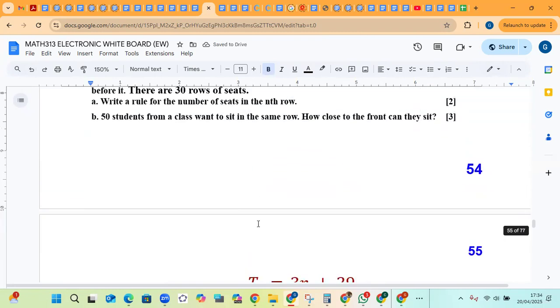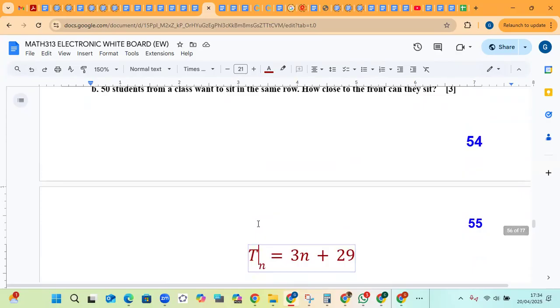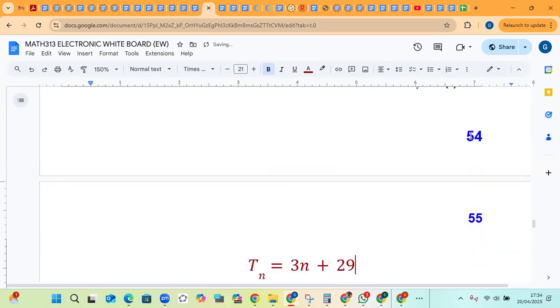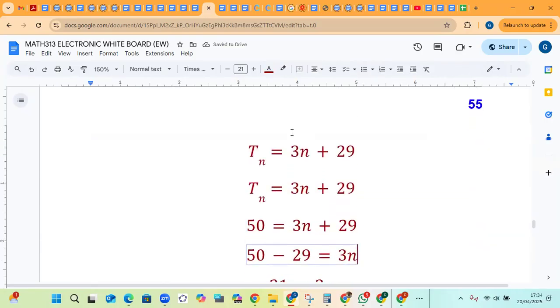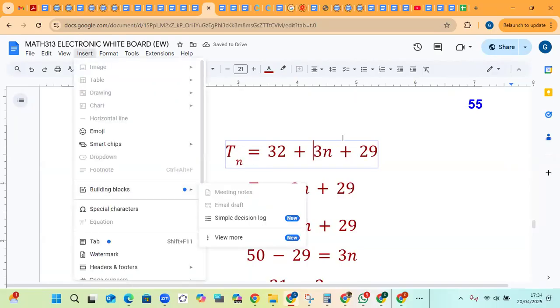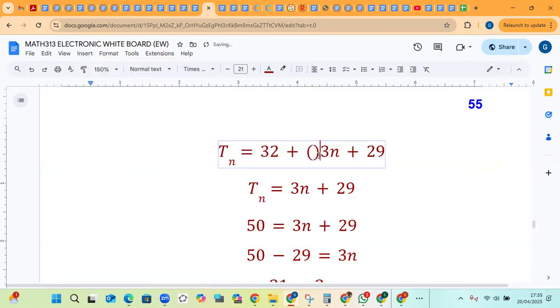Initially, the previous step would have been 32 plus open close bracket n subtract 1 times 3.